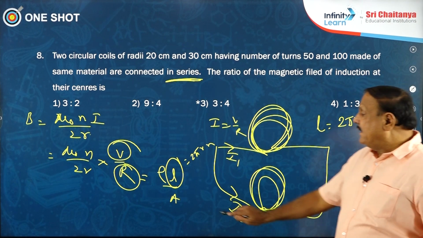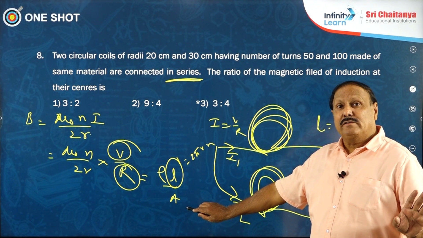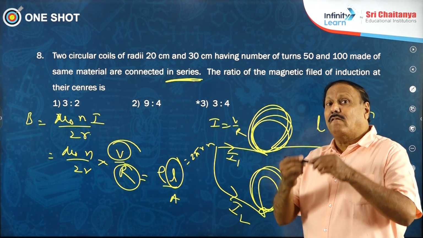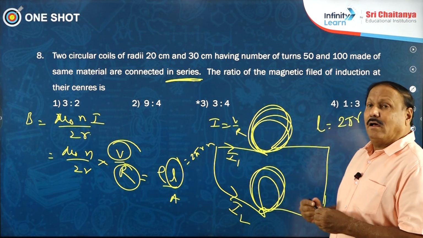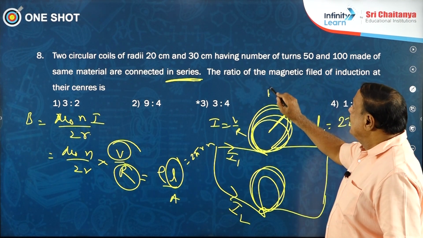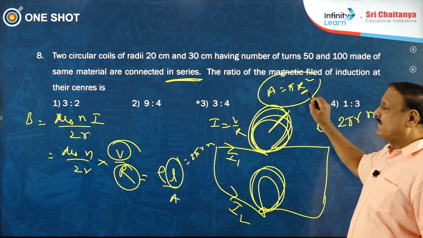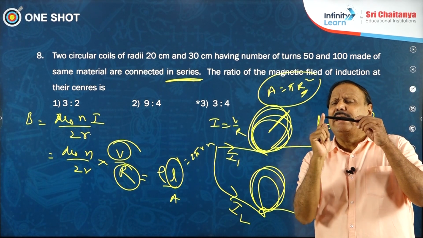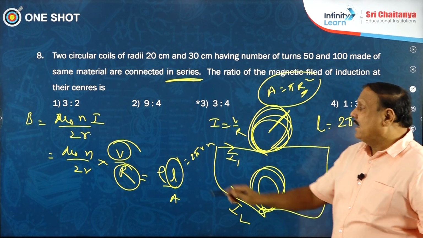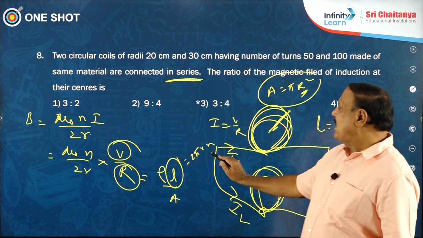Do not say that A is equal to pi R square here, because that is the area of cross section of the wire. This capital R is the radius of the wire, but here R is the radius of the loop, try to understand the difference. So, 2 pi R N is written.